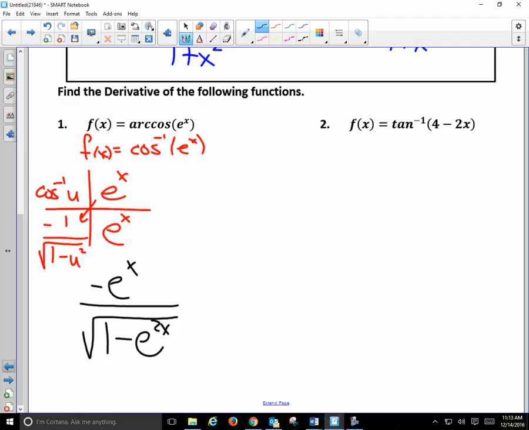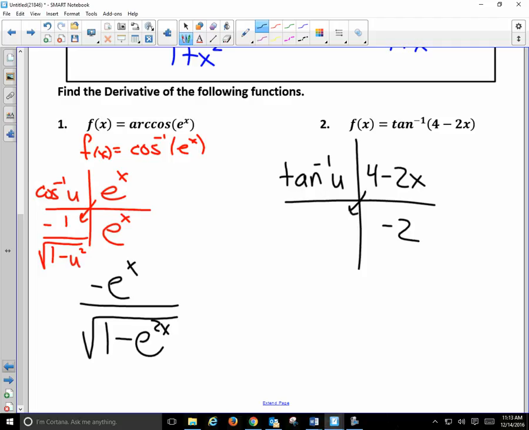Chain rule. Arctan of u, 4 minus 2x, derivative negative 2, derivative of arctan, 1 over 1 plus u squared. Multiply them, negative 2 over 1 plus that thing, 4 minus 2x squared. You don't have to multiply it out and combine it together. You can just leave it like that.